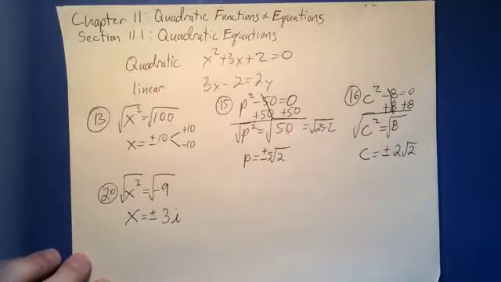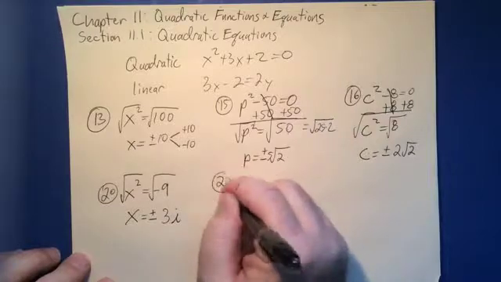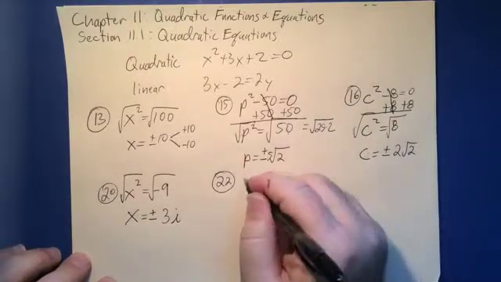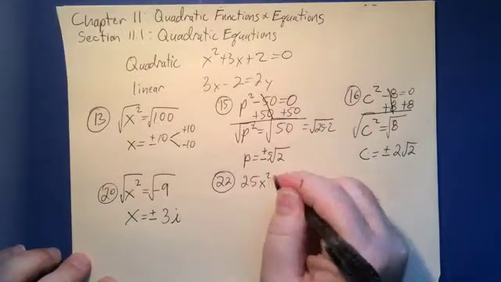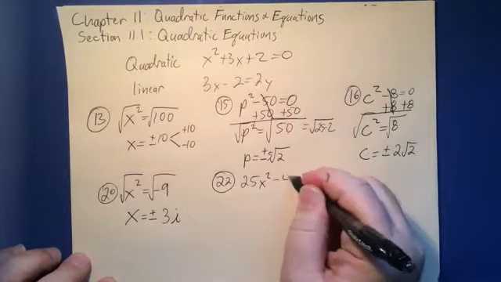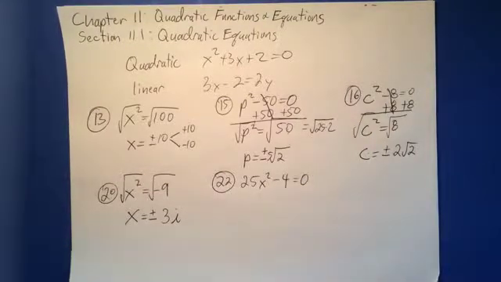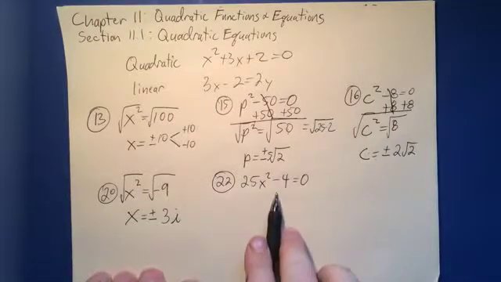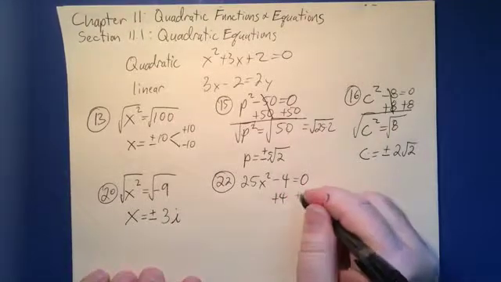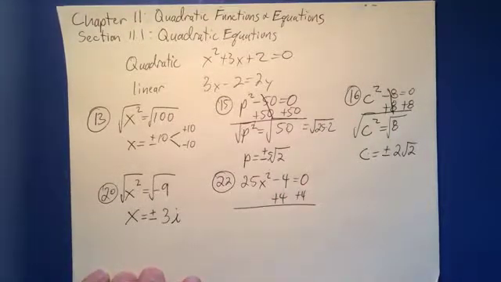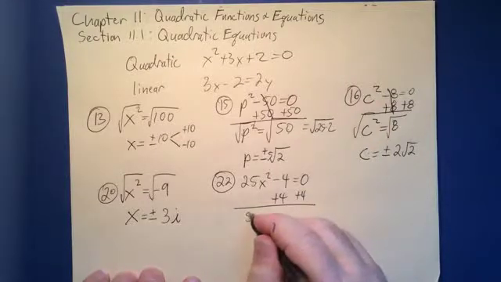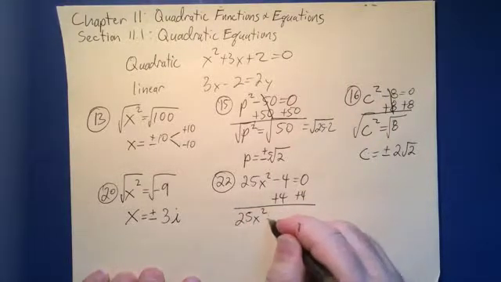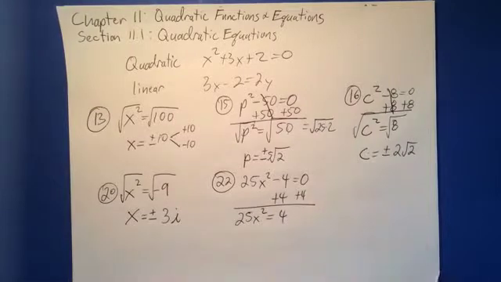Let's go ahead now and take a look at 22, and let's see what we do in this type of problem. So in 22, we have 25x to the second minus 4 is equal to 0. So in this problem, I'm going to go ahead and add 4 first. When I do that, that's going to give me 25x squared is equal to 4.